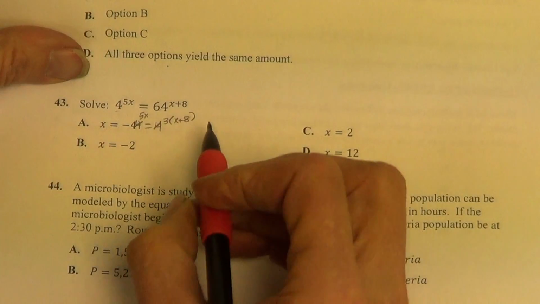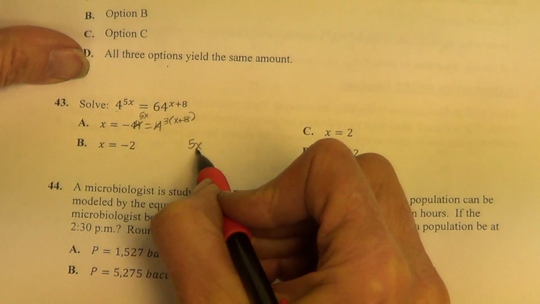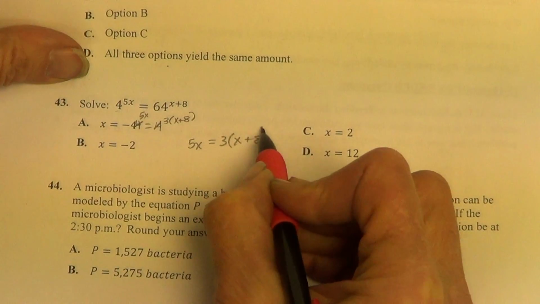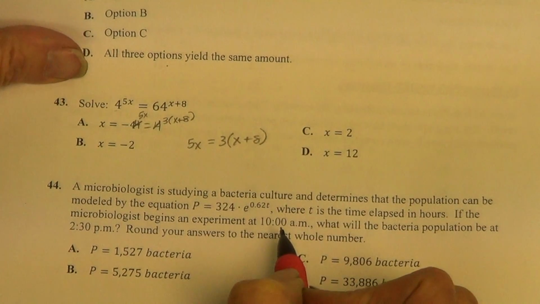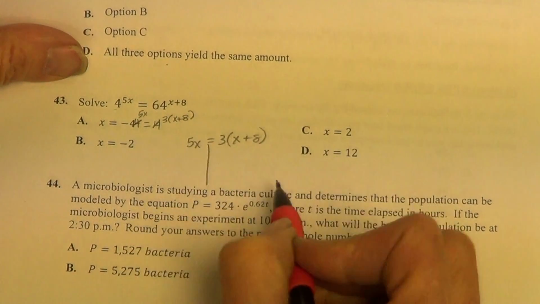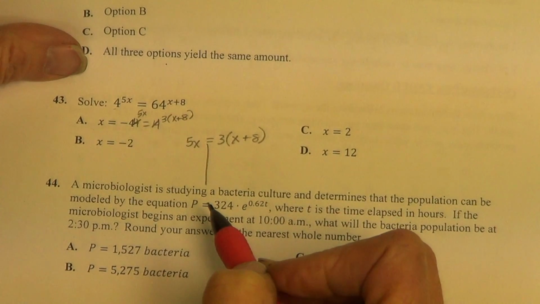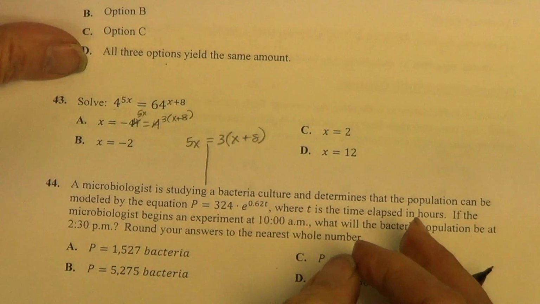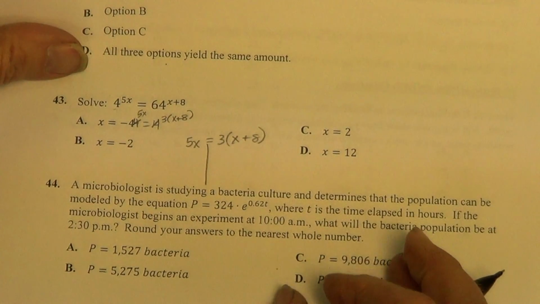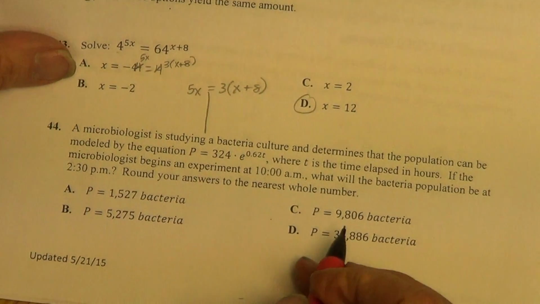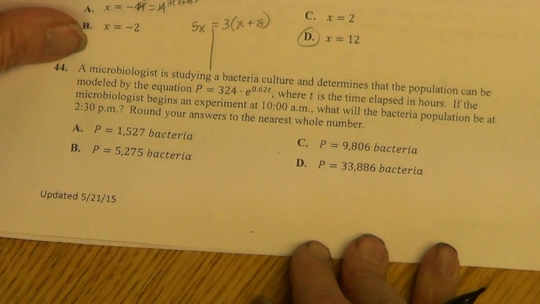Don't have room to show that. So we have 5x equals 3 times x plus 8. Let's go ahead and get it solved. You distribute, then you'd balance things out, and you should come out with an answer of D. D as in 12. Okay, next one.